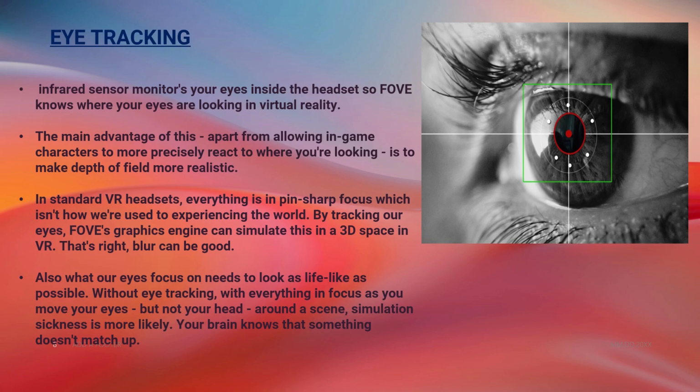In standard VR headsets, everything is in pin-sharp focus, which isn't how we are used to experiencing the world. In our eyes, when we look at an object at a distance, for instance, the foreground blurs and vice versa. By tracking our eyes, FOVE's graphic engine can simulate this in 3D space in VR. That's right, nerd can be good. Headsets still need high-resolution displays to avoid the effect of looking through a grid. Also, what our eyes focus on needs to look as lifelike as possible.